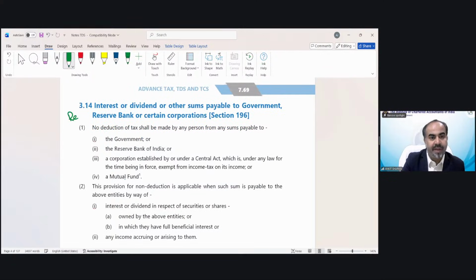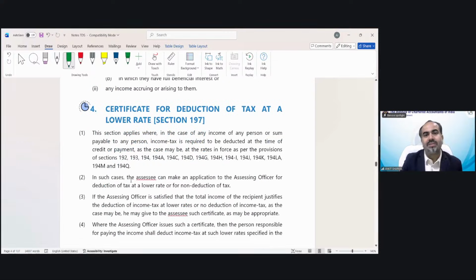This is for your reading purpose, students. Certificate for deduction of tax at a lower rate. Generally the rate, whatever we have gone through, needs to be deducted under TDS. But there are circumstances when you apply to the assessing officer, and if the assessing officer thinks it is a fit case for lower deduction of tax or even no deduction of tax, then he can allow deduction of tax at a lower rate, or there would not be any deduction of tax under certain circumstances.